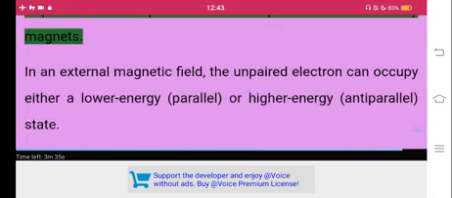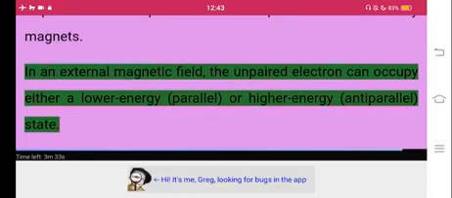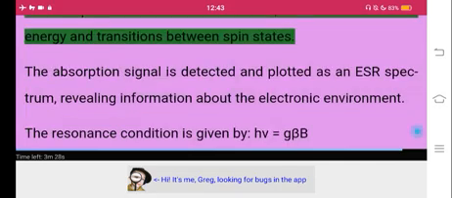Principle of ESR spectroscopy. Unpaired electrons possess intrinsic spin and behave like tiny magnets. In an external magnetic field, the unpaired electron can occupy either a lower energy parallel or higher energy antiparallel state. When exposed to microwave radiation, the electron absorbs energy and transitions between spin states.